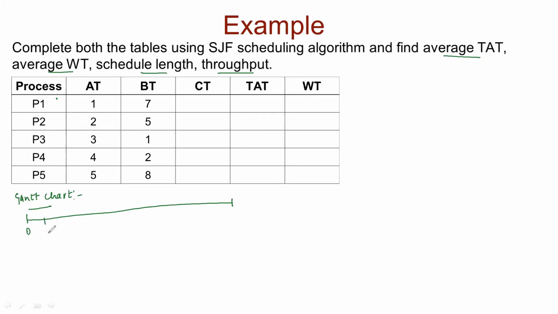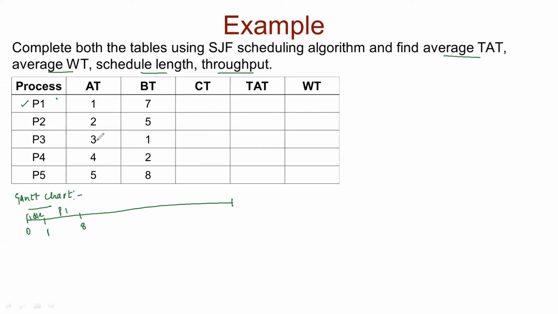From 0 to 1, there is no process in the system, so the CPU is sitting idle. At time 1, P1 comes in the system and there is no other process and the scheduler has no choice. So P1 will be scheduled. P1 will execute. Its burst time is 7, so it will execute for 7 time units. At time 8, all the processes have arrived in the system, right?